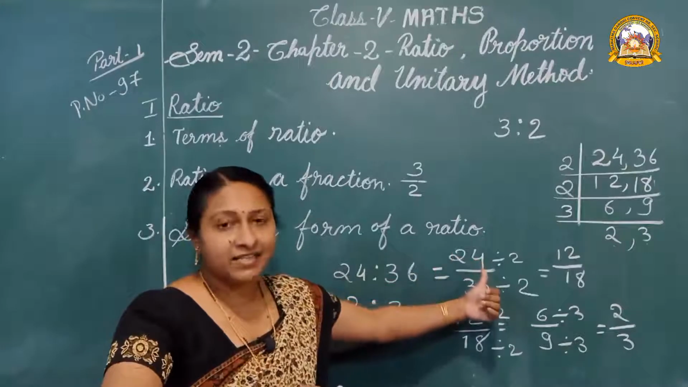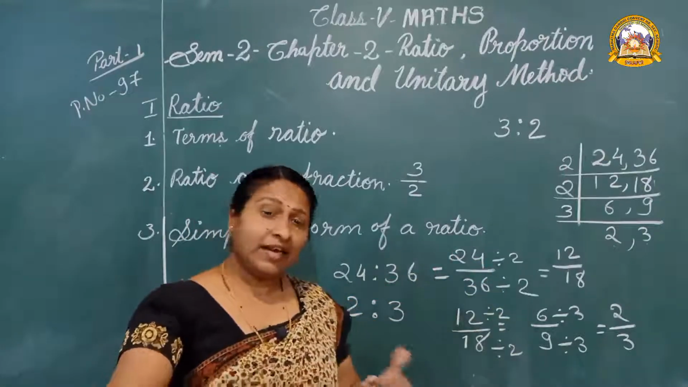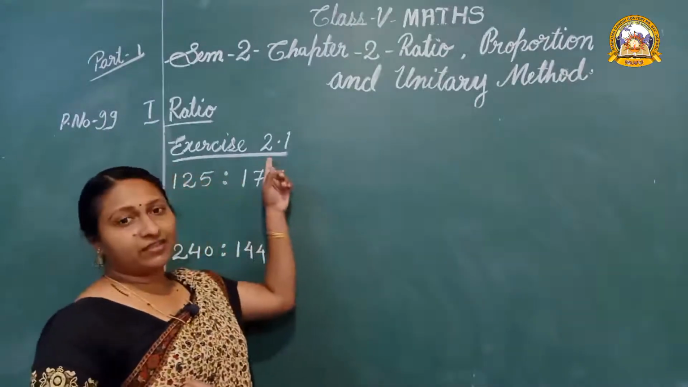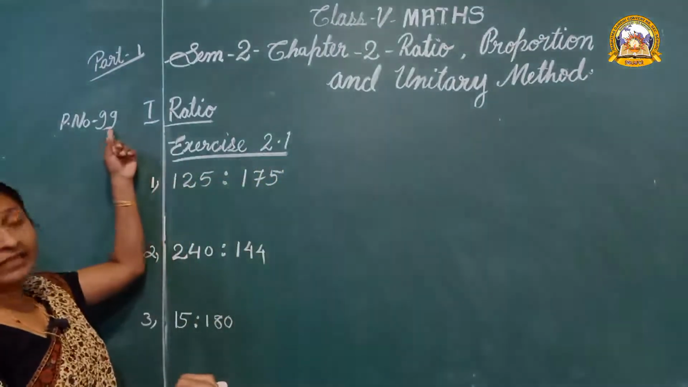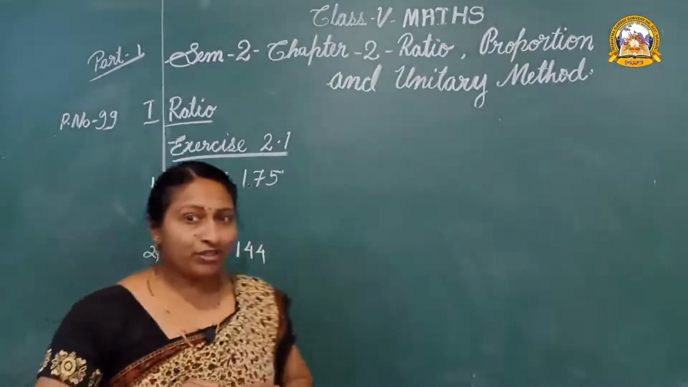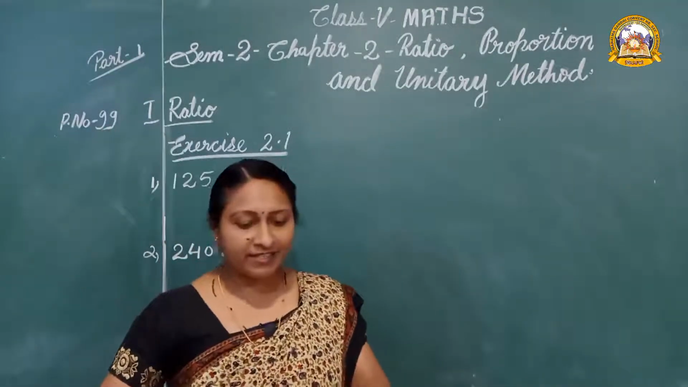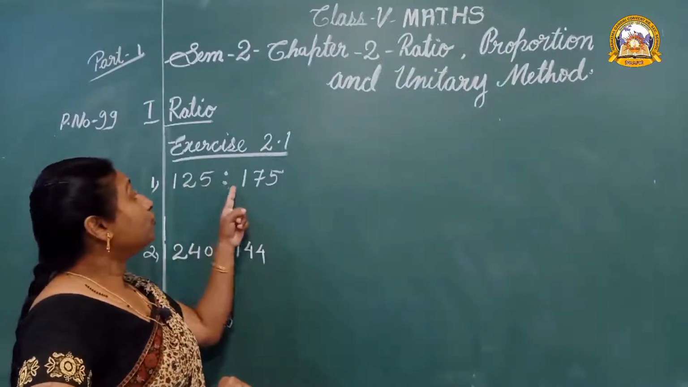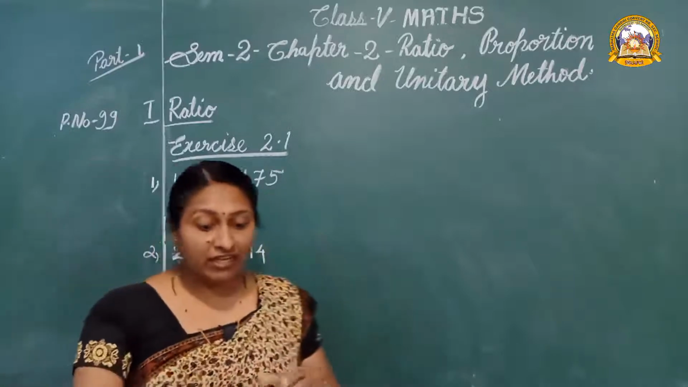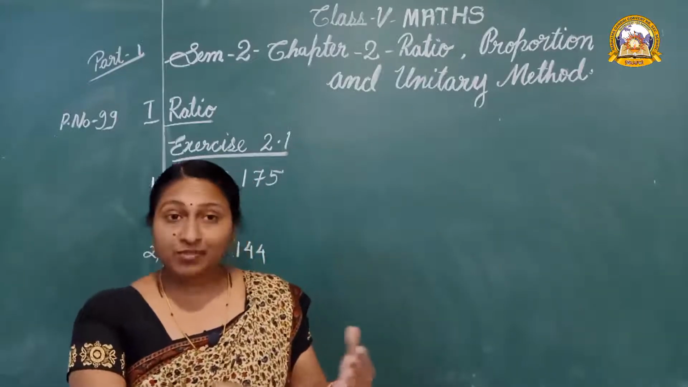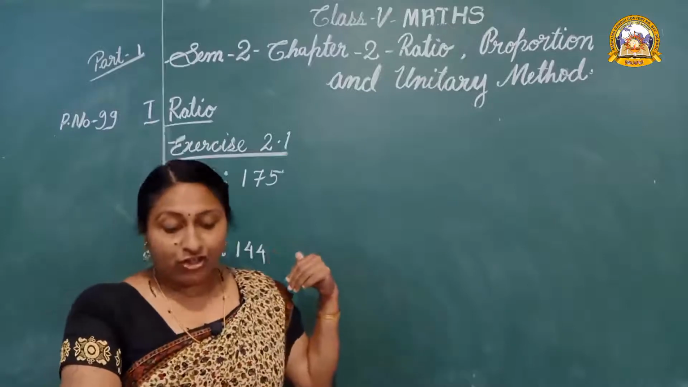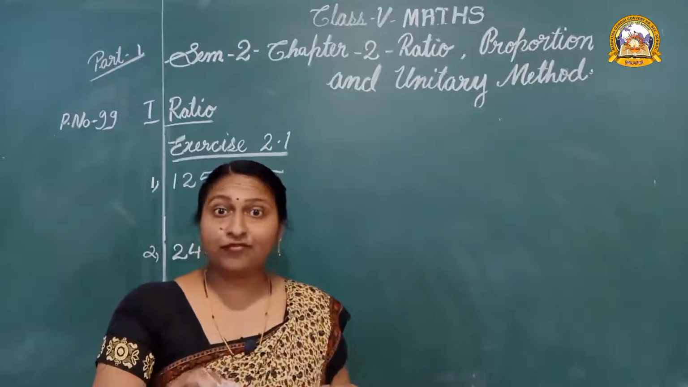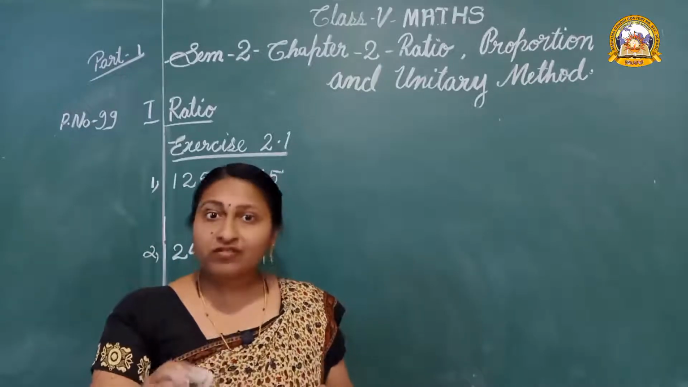Okay, let us understand these things by doing the exercises. Let us do exercise 2.1, on page number 99. All of you should do with me. Okay, let us start. First, 125 is to 175. Here we have to express this ratio in its simplest form, or its lowest term.